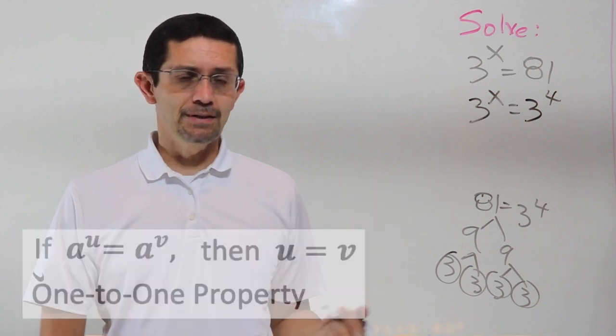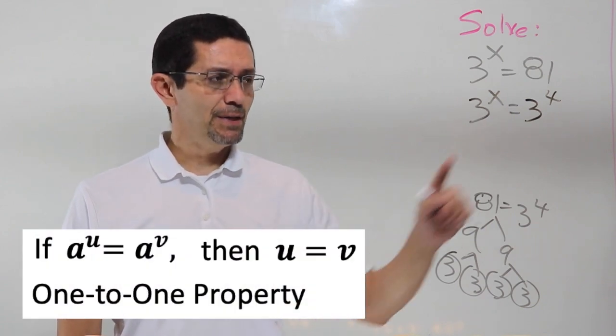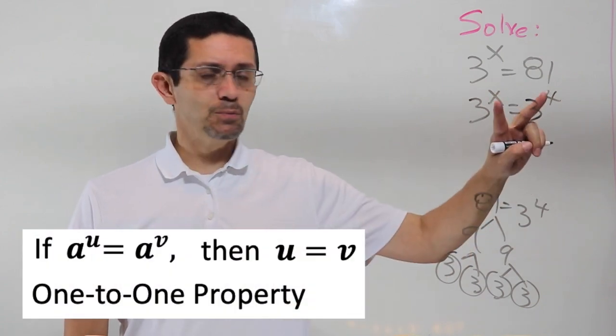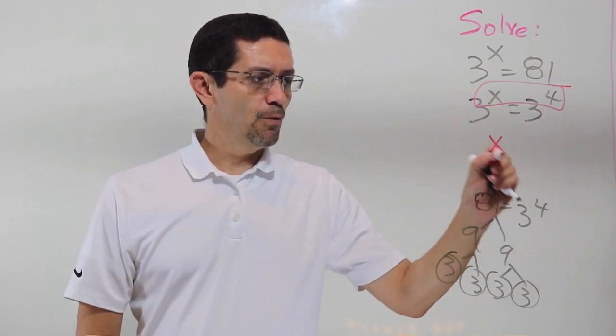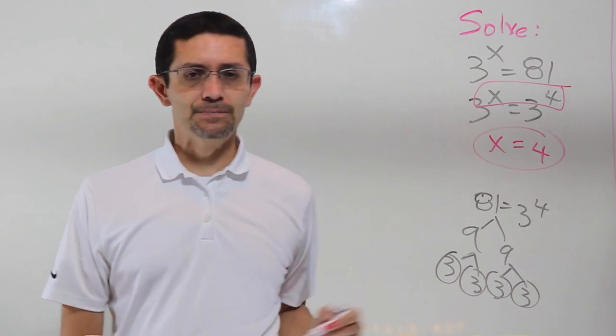And there's a property that says, the 1-to-1 property, if the bases are the same, the exponents are the same. Therefore, x equals 4. And that's my final answer.